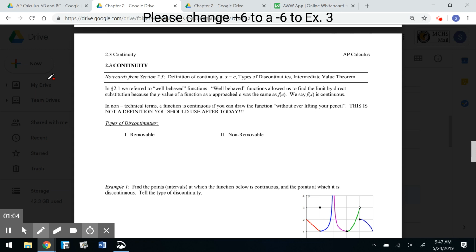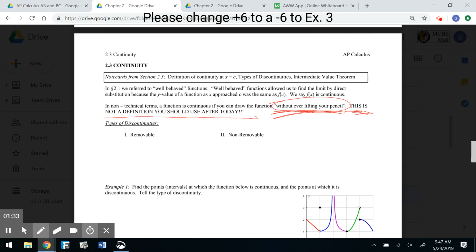When dealing with continuity, we have a really basic definition, and it's this guy right here. Not allowed to really ever say this, but it really helps us to understand the idea of continuity and what's going on. It's, can you draw the function without ever lifting your pencil? And if you can, then we say that function is continuous. Now remember, this is not a definition you should use after today. All right, so let's go ahead and introduce ourselves.